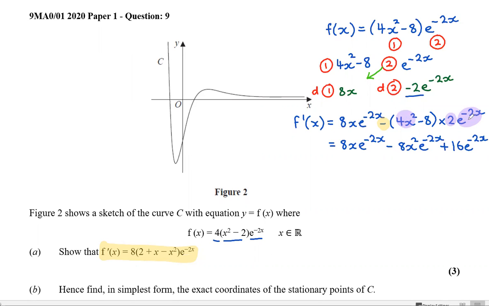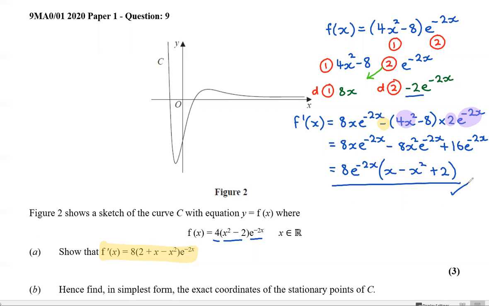Okay, so we've got 3 terms now. I'm going to take out common factors across all of them. So let's see what we've got. Now I can take 8 out from each of those. I can't take an x out, but I can take an e to the negative 2x out, because that's common to every single term. That's going to leave me with x subtract x squared plus 2. Now, if you look at the answer, that looks like we've got pretty much it. It's just written in a different order, but essentially that is exactly the same thing. So we're in business there.